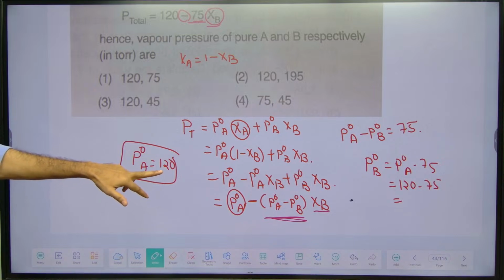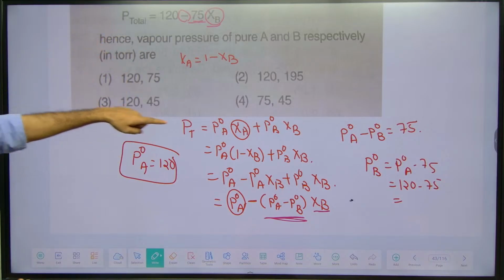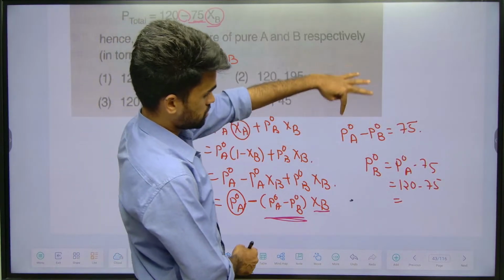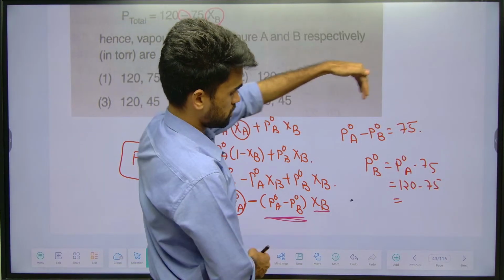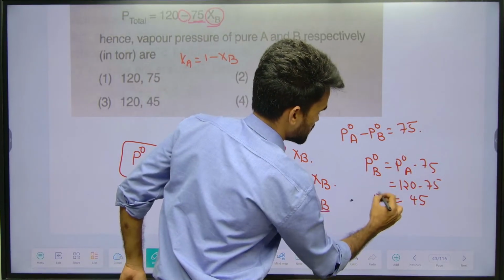P naught A minus P naught B equals 75. P naught A is 120, so P naught B is 45.